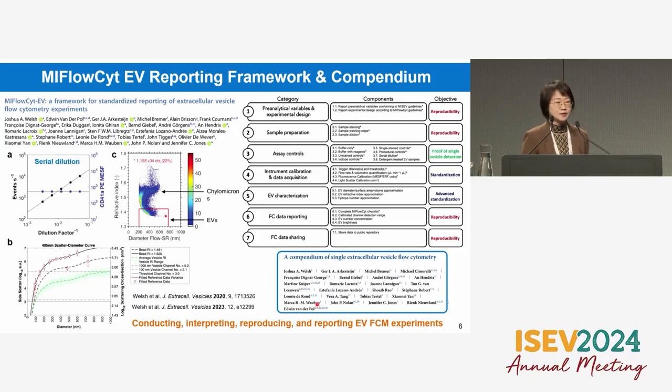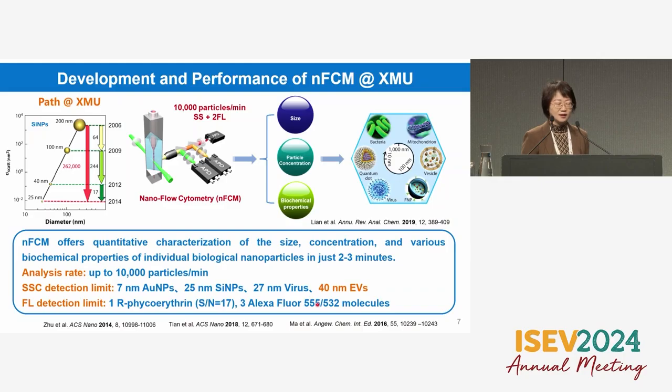Today, I will mainly focus on the development of high-sensitivity flow cytometry. By incorporating light scattering with strategies for single-molecule fluorescence detection, we at Xiamen University have developed nanoflow cytometry that enables the analysis of individual EVs as small as 40 nanometers in size, and the fluorescence detection limit is 3 fluorescein molecules.